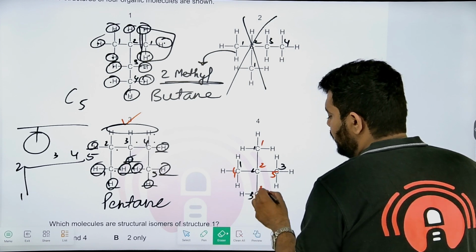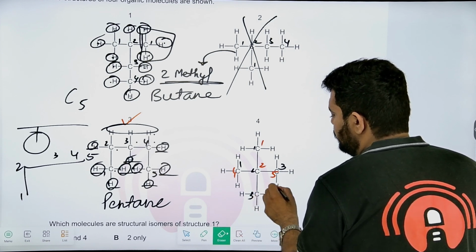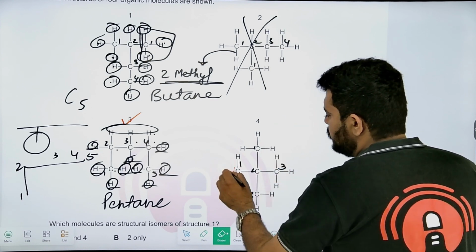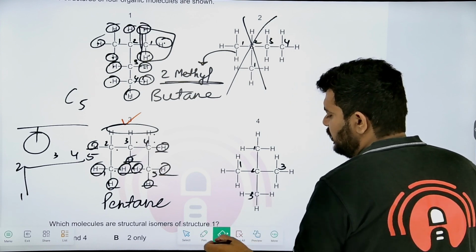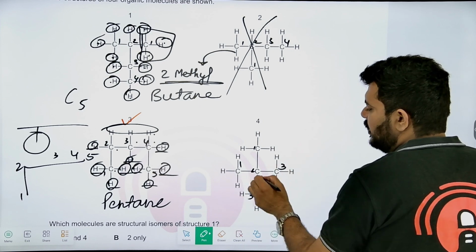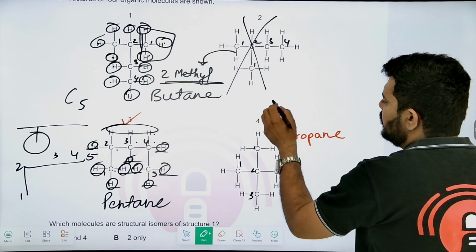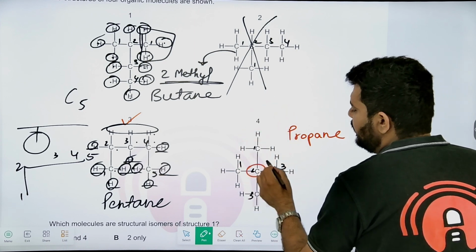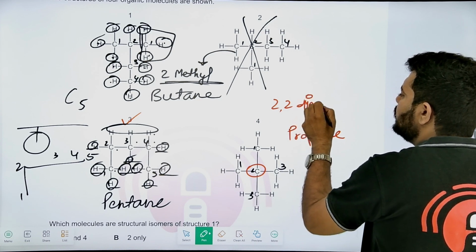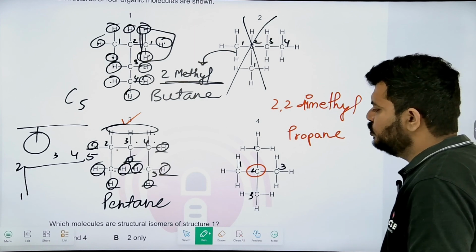Right? Let's remove these numbers because this will cause confusion in naming. Now, no matter how you name it, you will find that the name is meth, eth, prop. So propane, but on the second carbon it has two branches, so I'll write 2,2-dimethyl propane, right? So 2,2-dimethyl propane.